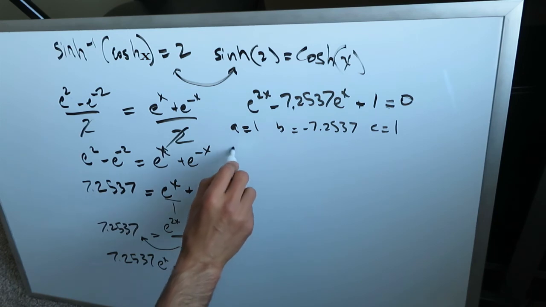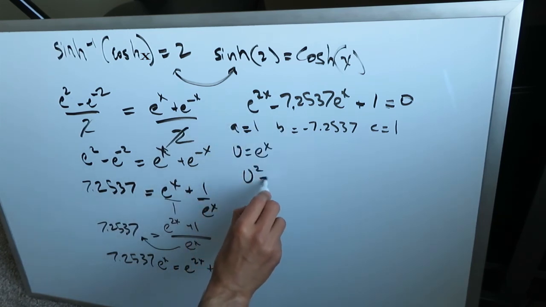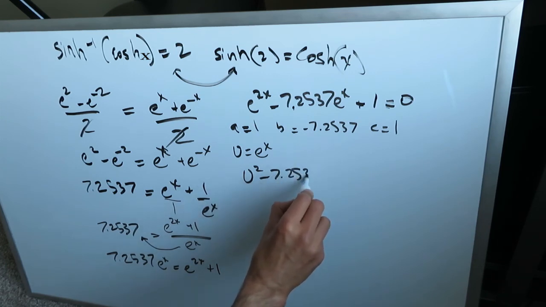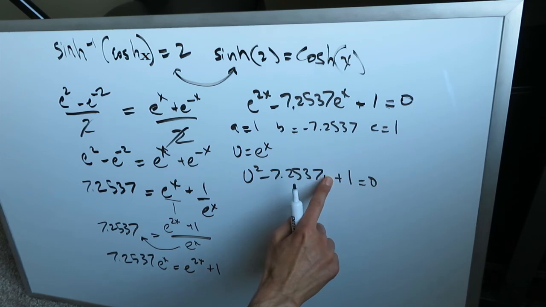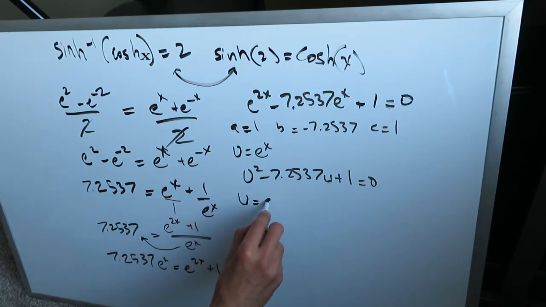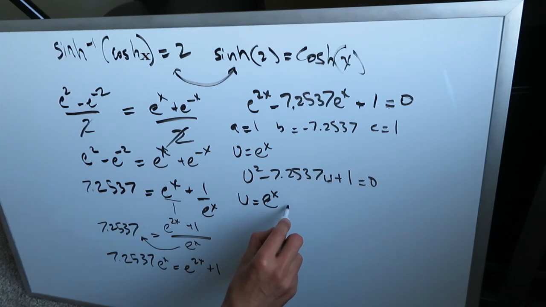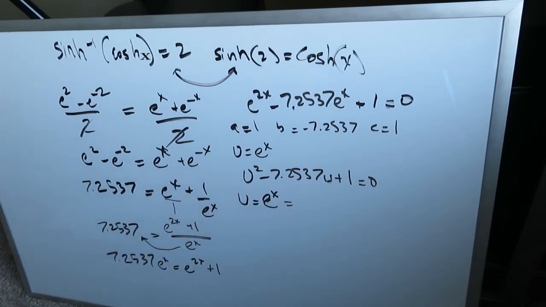Before we do that, let's make the substitution. U is equal to e to the x. Therefore, your equation is u squared minus 7.2537 u plus 1 equals 0. This u looks more like an O over here. Make it better, u. Do the quadratic formula, easy. And you'll get 2 answers for u's, which will represent 2 answers for e to the x because of that substitution you made. By virtue of that substitution, you'll have to solve out for 2 answers.